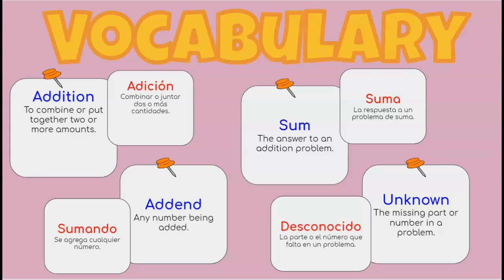Today we're going to be practicing word problems, but before we do this, let's go ahead and review some vocabulary. Addition, to combine or put together two or more amounts. Addend, any number being added. Sum, the answer to an addition problem. Unknown, the missing part or number in a problem.